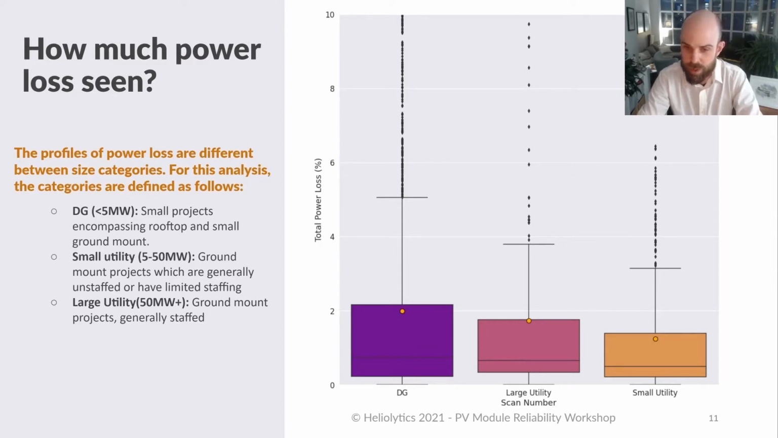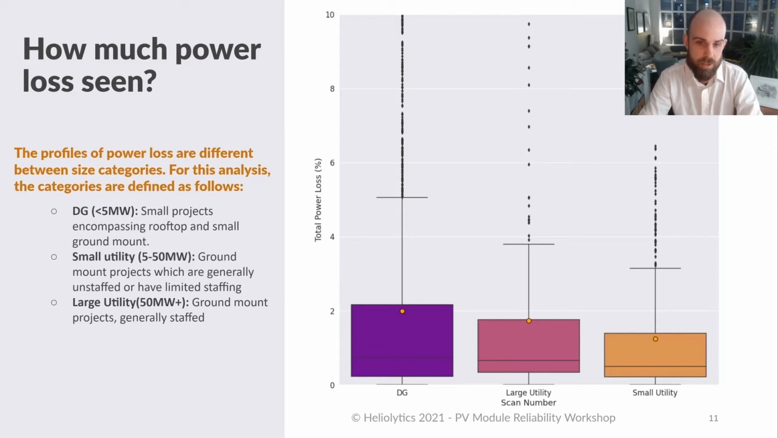Some notable differences between large and small utility is that large utility is more likely to be staffed, whereas small utility is generally an unstaffed site. And distributed generation includes sites from community solar size all the way down to rooftop solar. Those have a lot of unique attributes related to the amount of maintenance they have, as well as inherent module reliability and component reliability.